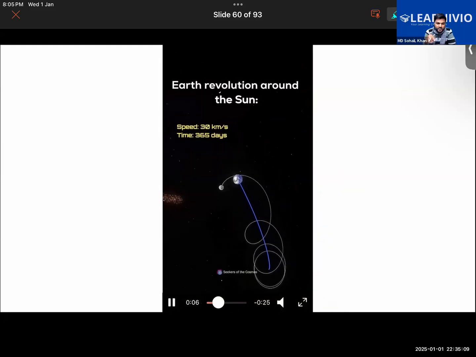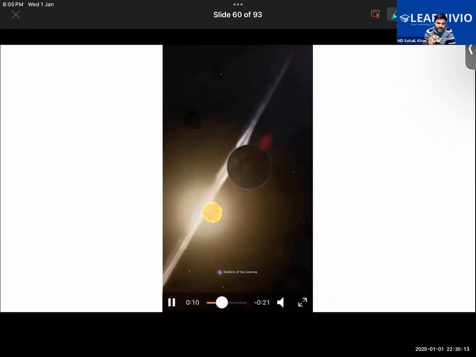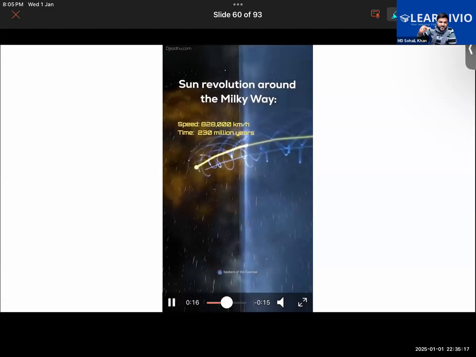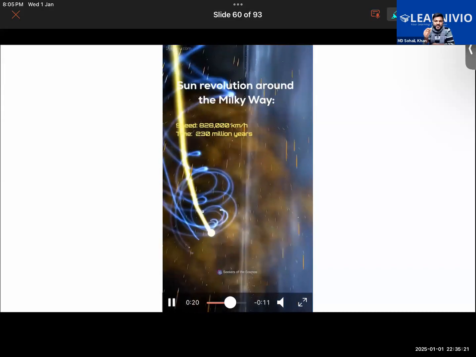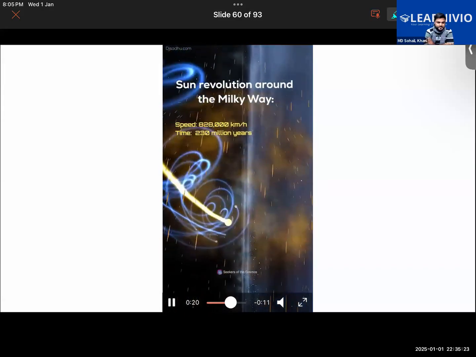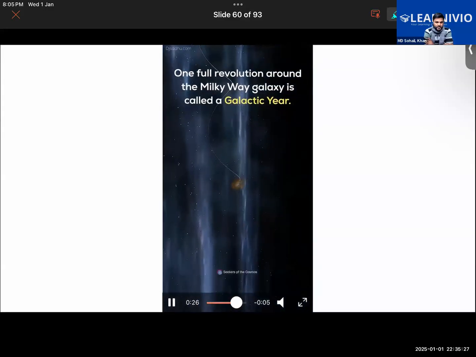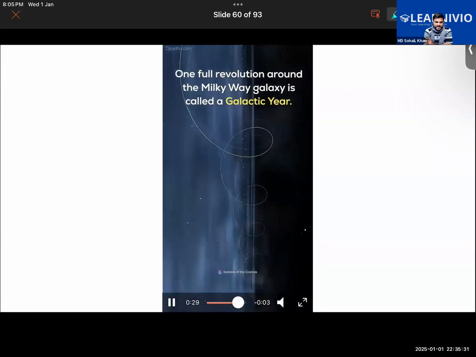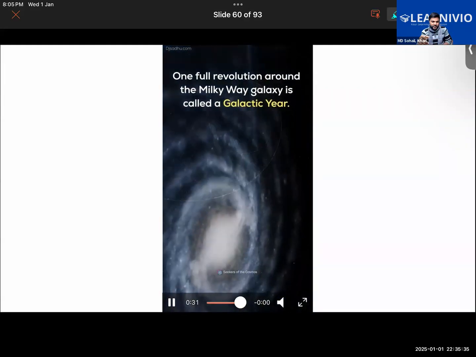Take a look at how the earth is moving, how the moon is moving around it, and look at how all the planets are moving around the sun. Just observe it. And the sun is itself also moving. The sun is basically moving around the Milky Way galaxy. So that's how the sun, along with its family, is moving in this manner. Got it, everyone?